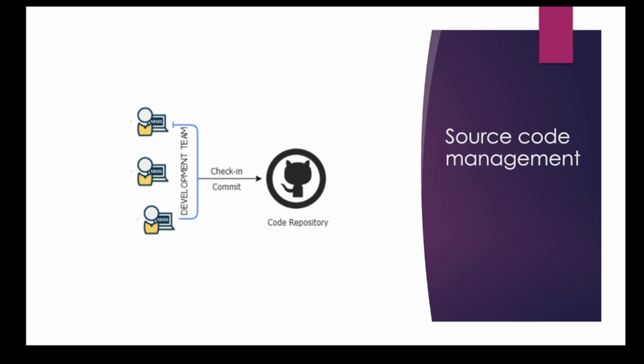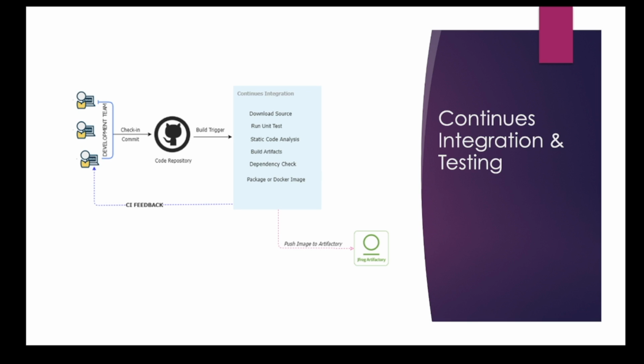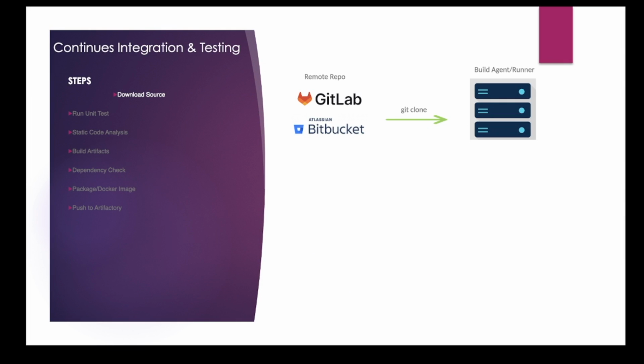Once they check in their code, a process called continuous integration and continuous testing starts automatically. There are 7 steps to this continuous integration pipeline, which we will understand one by one. These are the 7 steps which we will be going through.